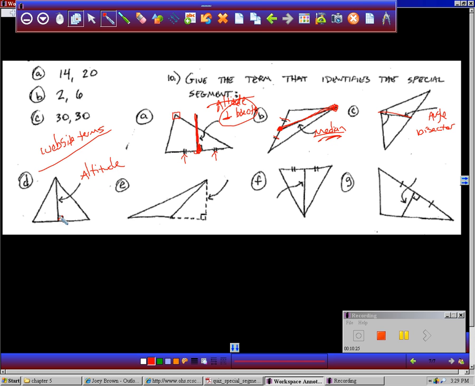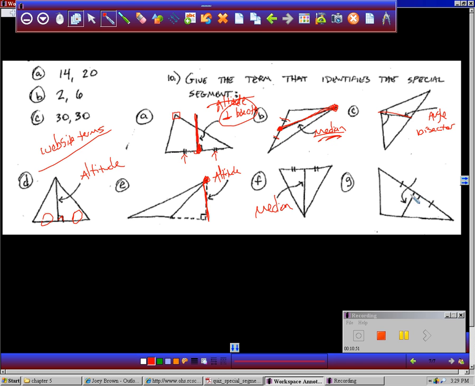Altitude, because it's perpendicular and there were no tick marks. Again, perpendicular and going through the opposite vertex. Altitude. A lot of people try to call this an altitude, but there's no perpendicular line. If there's no perpendicular line, it's not an altitude. And since there's no perpendicular line, it can't be a perpendicular bisector, which makes this thing a median.